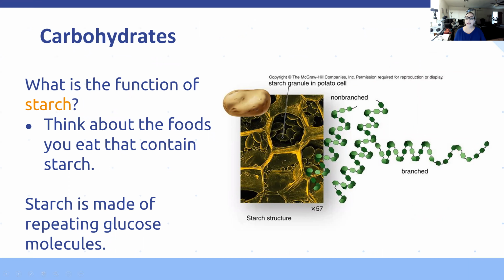So glycogen is the first polysaccharide that you need to know. The second polysaccharide is starch. So I asked you on the slide what the function of starch is. First of all, starch is made from glucose molecules, just as glycogen is. Now, the function of starch is energy storage in plants.